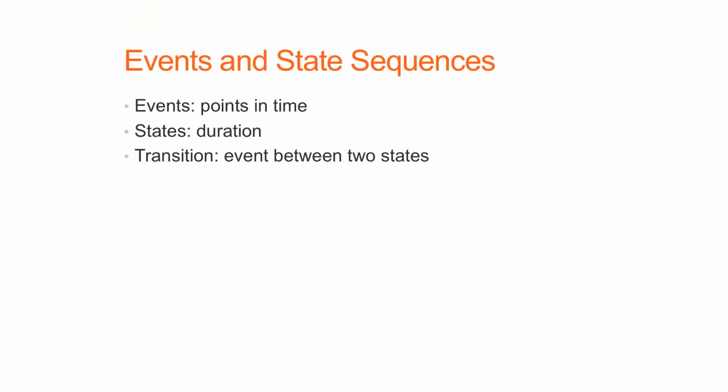Okay. We're talking about events and states. Events occur at points in time. States occur over durations of time. And the transitions are an event is a transition between two states of interest.